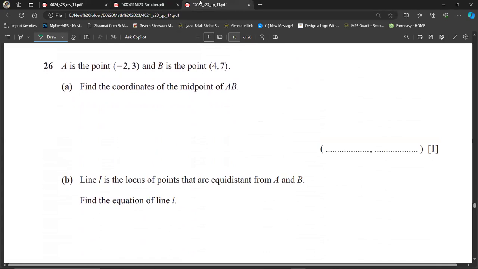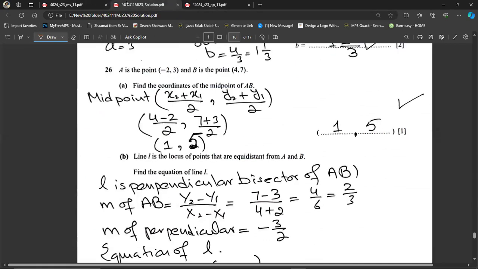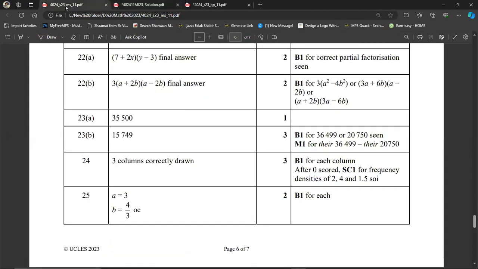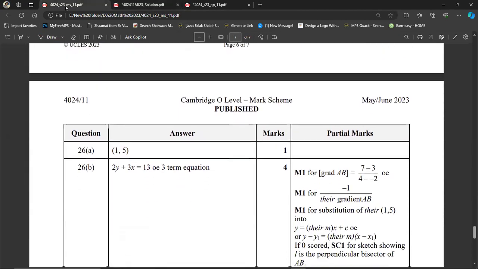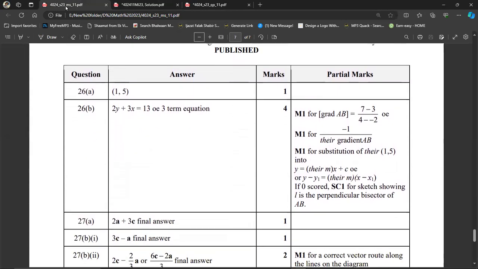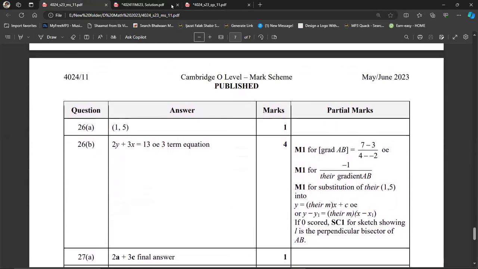He says A is the point minus 2, comma 3, and B is the point 4, comma 7. Find the coordinates of the midpoint of AB. The coordinates of the midpoint are (x2 plus x1) divided by 2, comma (y2 plus y1) divided by 2. Very simple, straightforward. So it will be (4 minus 2) divided by 2, comma (7 plus 3) divided by 2. So this is 2 by 2, that's 1. 10 by 2, that is 5. So the coordinates of the midpoint are 1, comma 5.